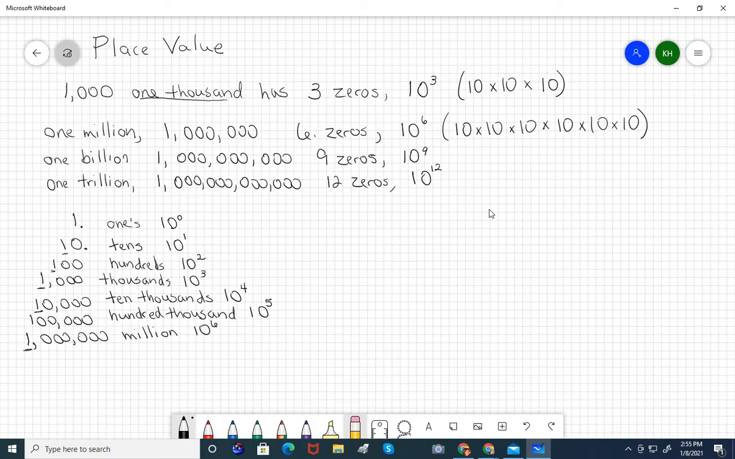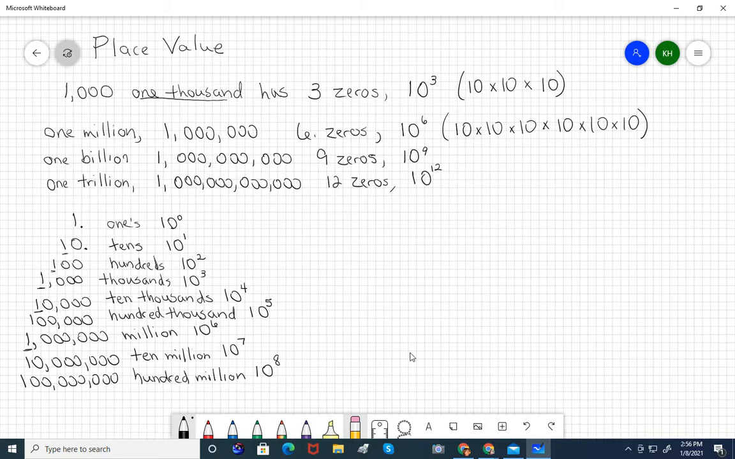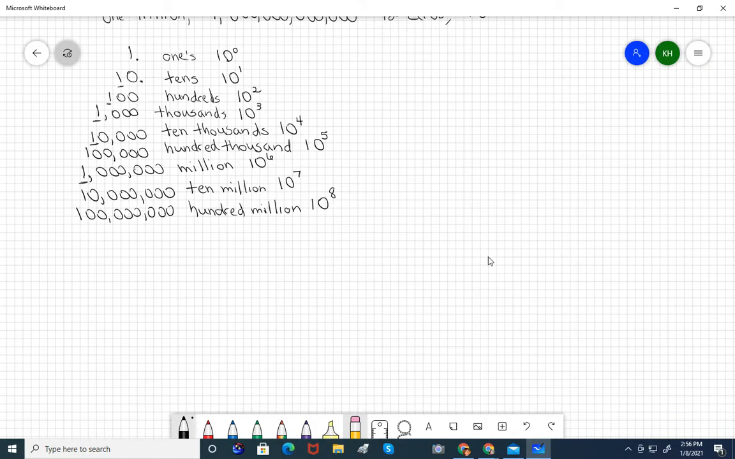Now that we're in the millions part, this is 1 million, and we just keep moving over. This would be 10 million, this would be 100 million. So 10 million, 10 to the 7th, 100 million, 10 to the 8th. We can keep right on going.